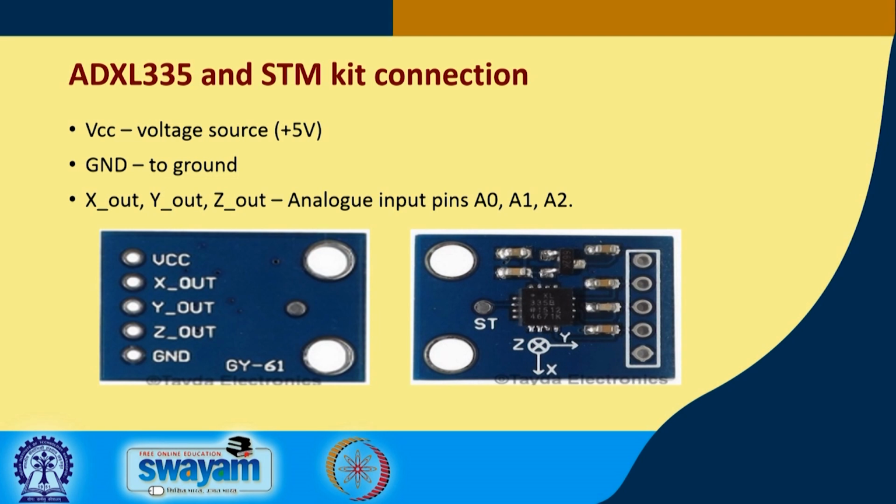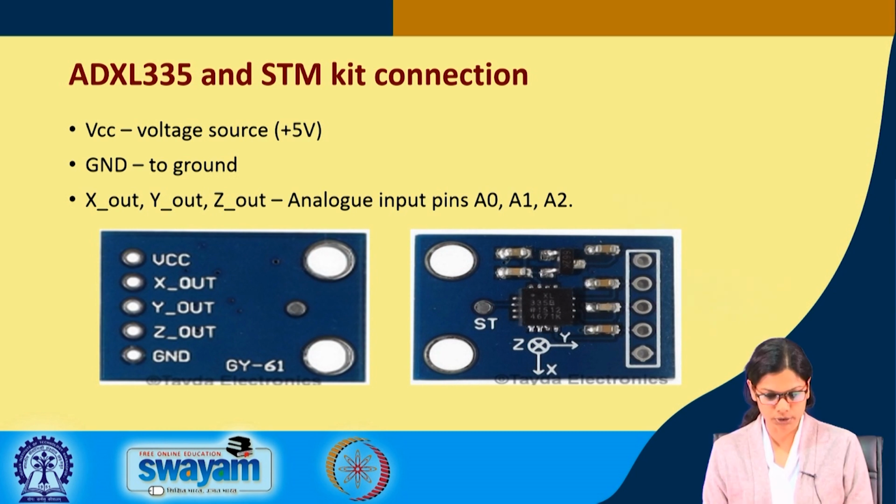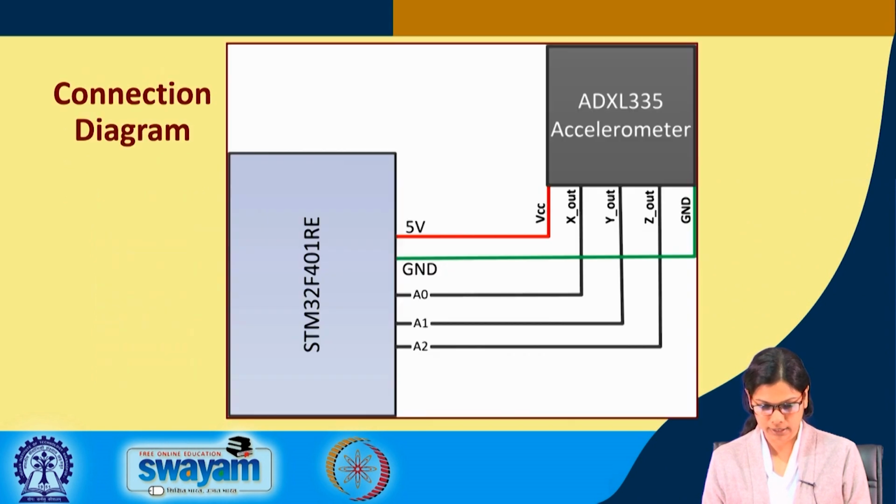So, this is the ADXL335 accelerometer and I will be doing the connection with the STM kit. The voltage source VCC will be connected to plus 5 volt, the ground will be connected to the ground pin of the STM board, and the X, Y and Z out analog pin outputs will be connected to the analog input pins A0, A1 and A2. So, this is how the connection goes.